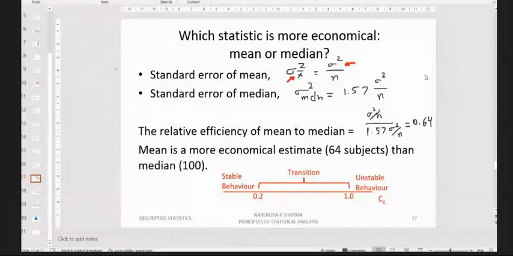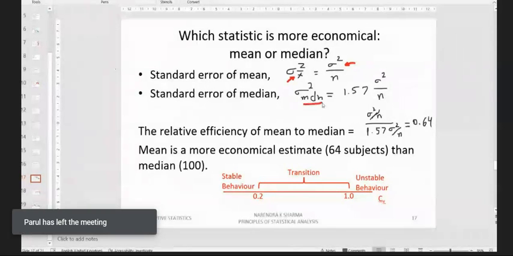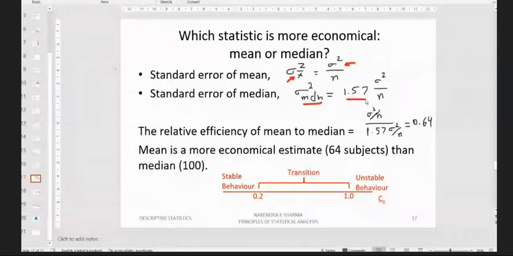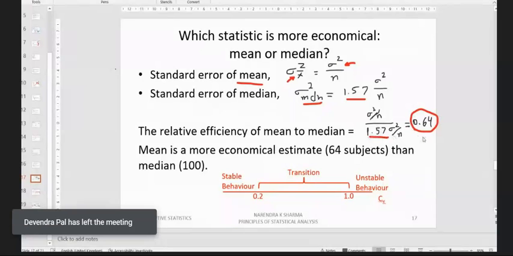For median, it is defined as 1.57 times sigma square by n. So the standard error of median is 1.57 times the standard error of mean. If we take their ratios, we can find the relative efficiency of mean to median. So the ratio will be sigma square by n divided by 1.57 multiplied by sigma square by n. This will come out to be 0.64. So 1 upon 1.57 will give you a value 0.64.